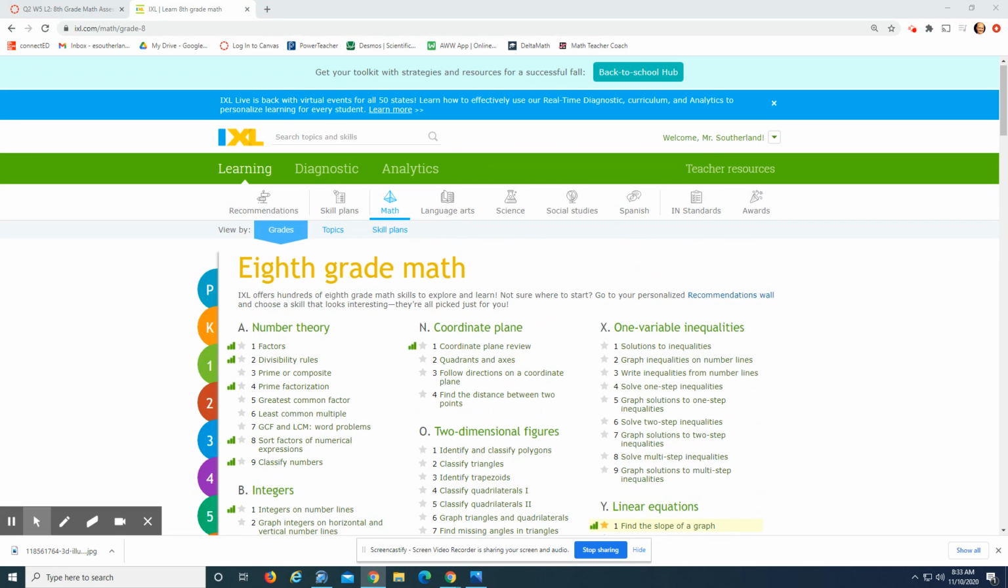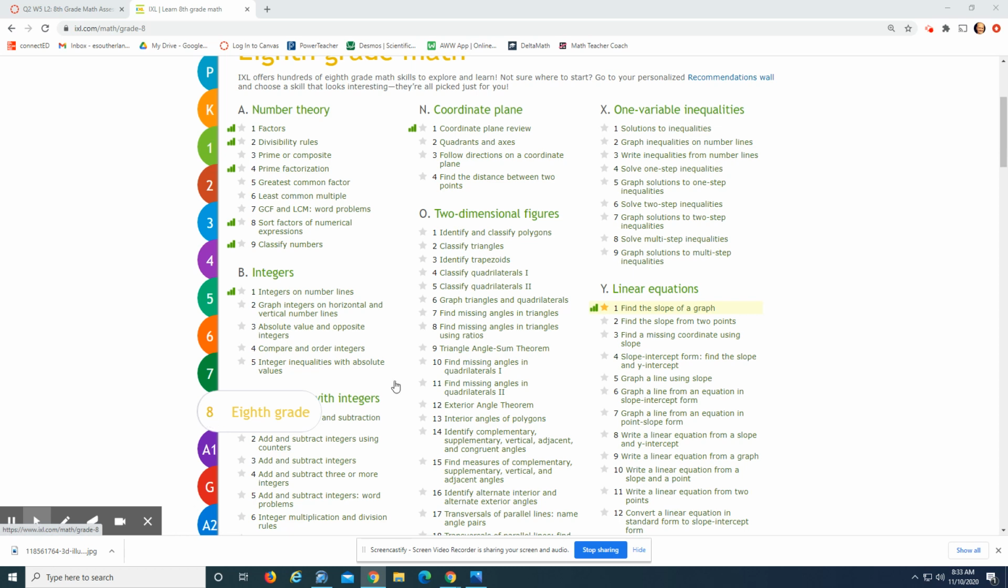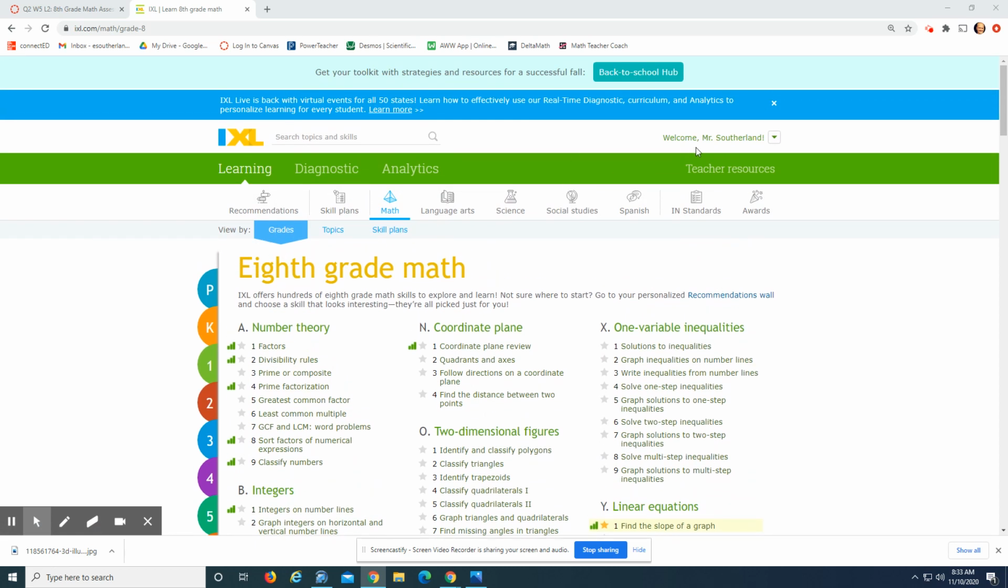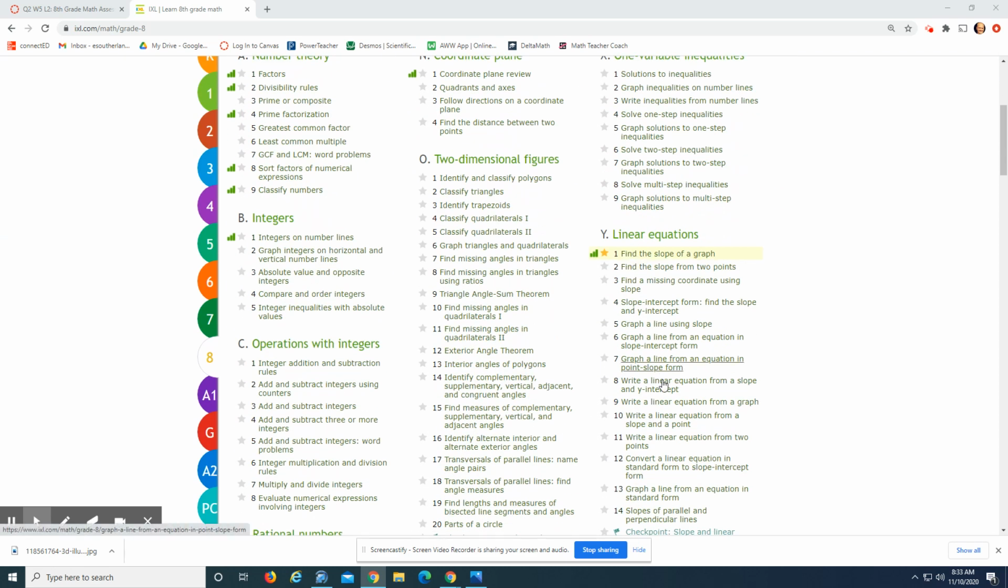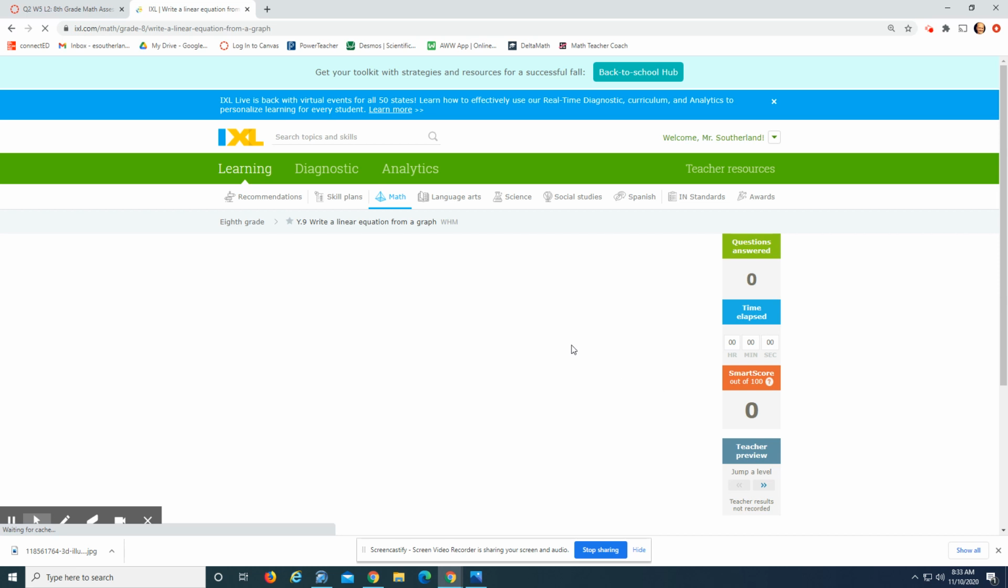Hello, today's assignment is an IXL. We're going to do IXL 8th grade. Make sure that you're signed in. And then Y9. It's called write a linear equation from a graph. This is actually fairly easy.